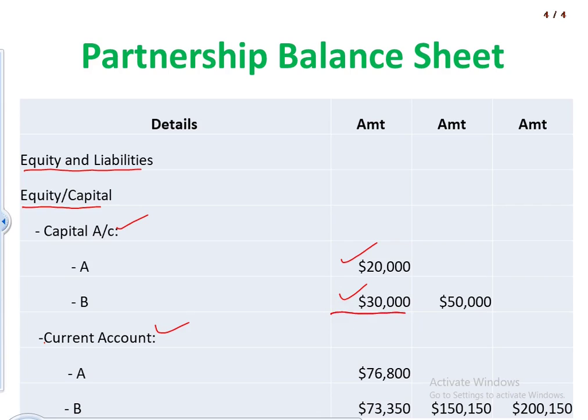Similarly, on the current account, we had a balance of 76,800 for partner A and 73,500 for partner B. We add them together, and then we write down the total in the second column. Now, this 50,000 from the capital account and this 150,150 from the current account, we add them together here, and then we write that down in the final column. So this is the format of how you record capital in the balance sheet. Capital has two parts, the capital account and the current account, and this is how you write it down.